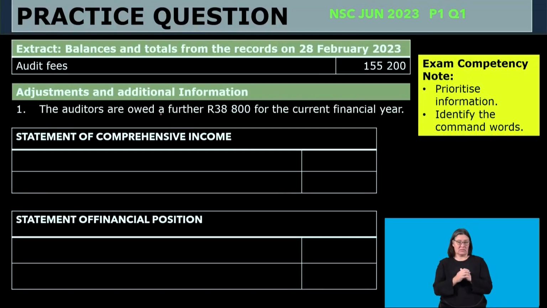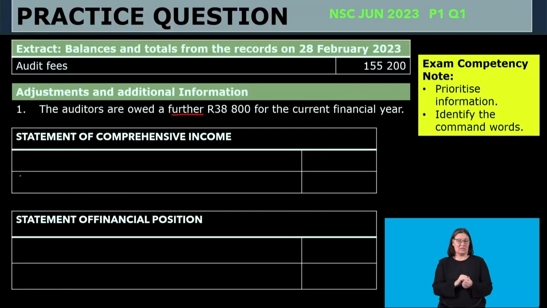We are now going to look at the NSC June for the year 2023 paper. Again, paper 1, and my focus is on question 1. And we have an adjustment which reads, the auditors are owed a further 38,800 for the current financial year. So here are the key words, a further, okay? So that simply means this is an accrued expense.